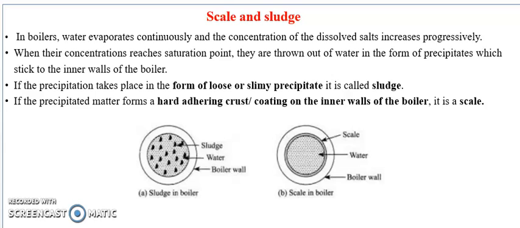Here the diagram describes the scale and sludge formation in a boiler. Sludge is a loose slimy precipitate represented by large dots, and scale is deposited on the inner wall of the boiler.